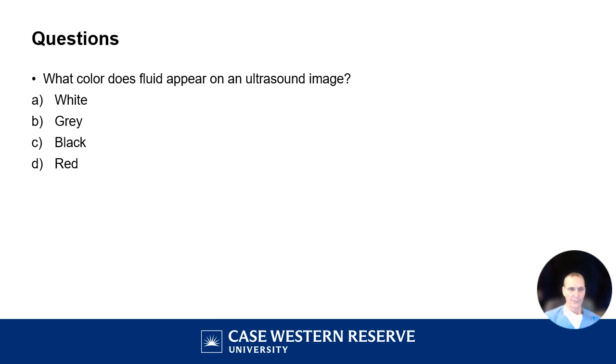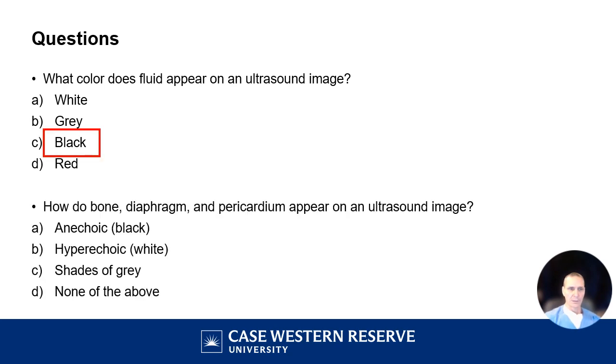All right, we're going to finish with some questions. So what color does fluid appear on an ultrasound image? White, gray, black, red. How do bone, diaphragm, and pericardium appear on an ultrasound image? Anechoic, hyperechoic, shades of gray, none of the above. The answer would be hyperechoic or white.